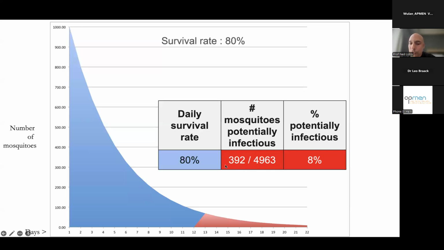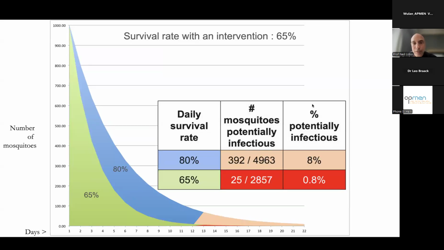And only about 392 have the potential of giving us malaria because they're old enough, right? Now, if you imagine that about 10% actually got infected with malaria, you can imagine that the number of infectious mosquitoes will be less than 392. So overall, about 8% of this total cohort of mosquitoes across this whole figure can potentially give us malaria.